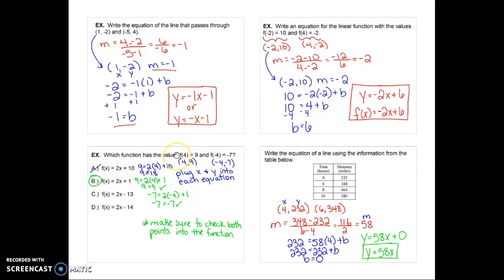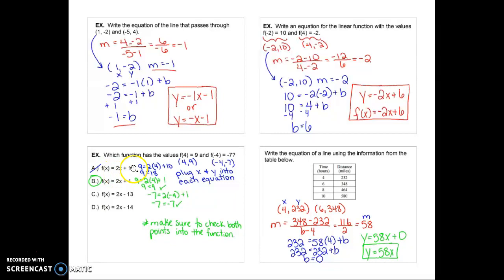Okay, this is part 2 of these notes. So we were on this next to last example. And like I was saying, you need to plug in both of these sets of points into your equations to check and make sure that they both work. So not just one of them, but they both have to work for it to be the final answer.